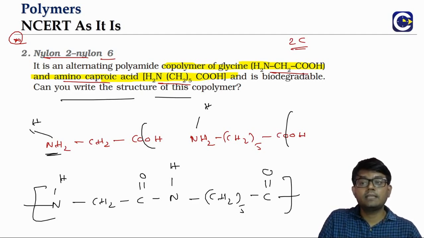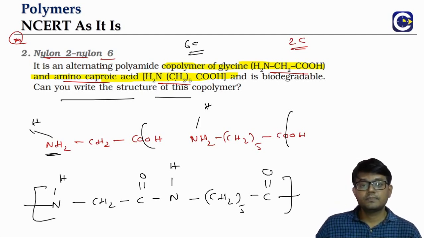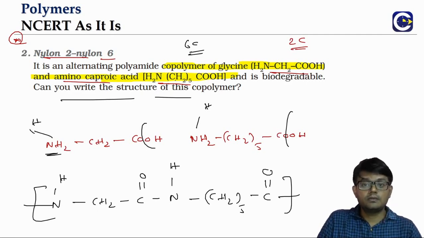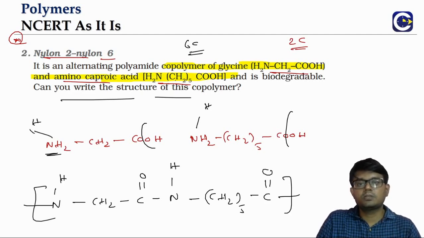Why the name nylon 2 nylon 6? Glycine has got 2 carbons. Amino caproic acid has got what? Totally CH2 5 times COOH, means what? 6 carbons. That is why nylon 2 nylon 6. Remember, we have seen nylon 6. Nylon 6 has only one monomer. Caprolactam has got 6 carbons. Then we have even discussed about nylon 6, 10. Hexamethylene diamine and then sebacic acid. Sebacic acid is what? It's a 10 carbon dicarboxylic acid.